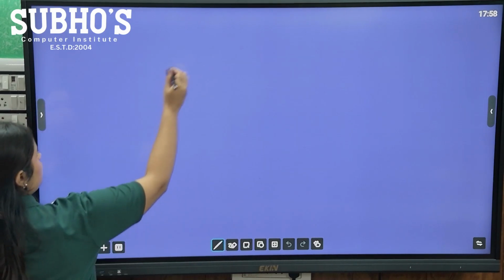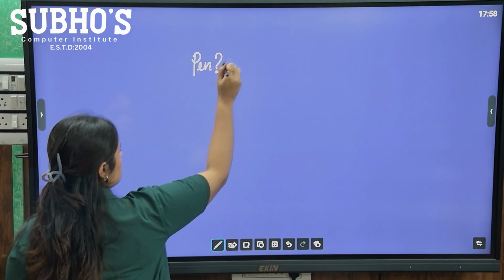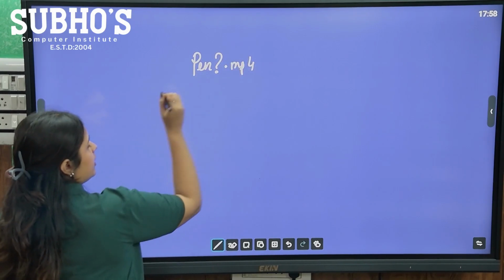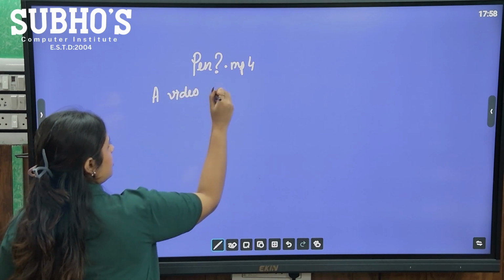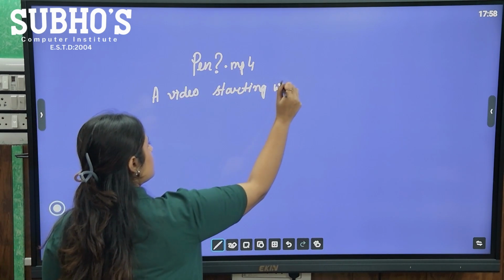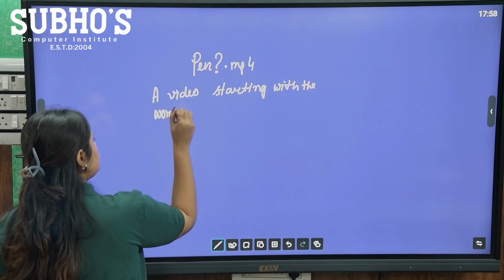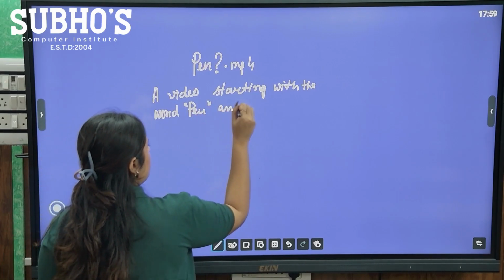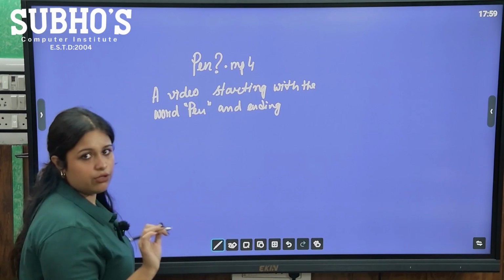The same goes for this specific file too, mp4. এখানে কি হবে, a video file starting with the word pen and ending with one or no characters.